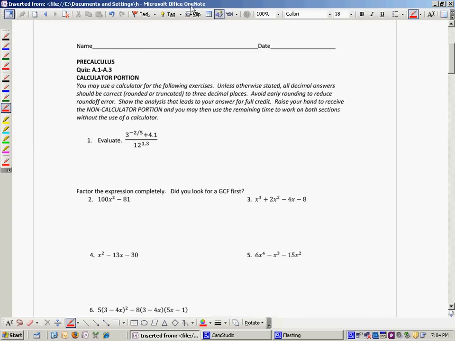This is regarding quiz A.1, A.3. I wanted to go over a few of the major problems that happened on the quiz. Actually, we'll probably briefly run through the whole thing, but I want to make it quick and don't want to make this file size too big.